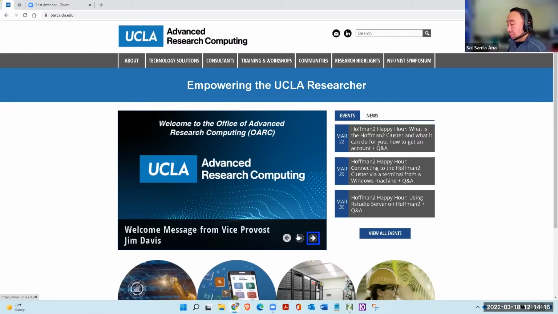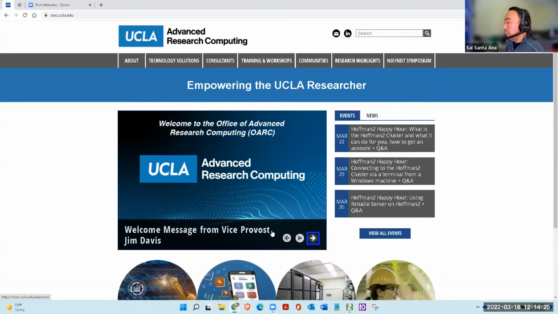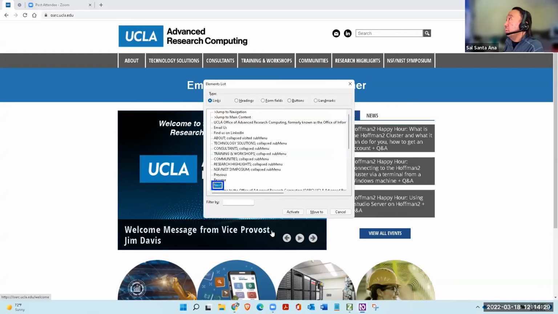So the next thing, normally I would just tab through all the links on the page just to see if I could reach all the clickable elements on the page. The next thing I'll do is pop open a window. Elements list dialog. And just check all the elements on the page. The first thing is links, like we're going over.